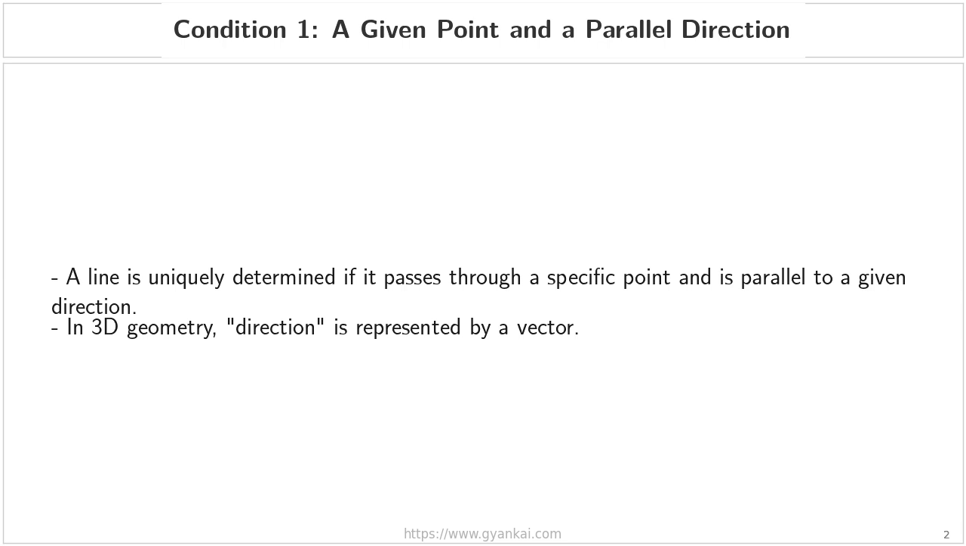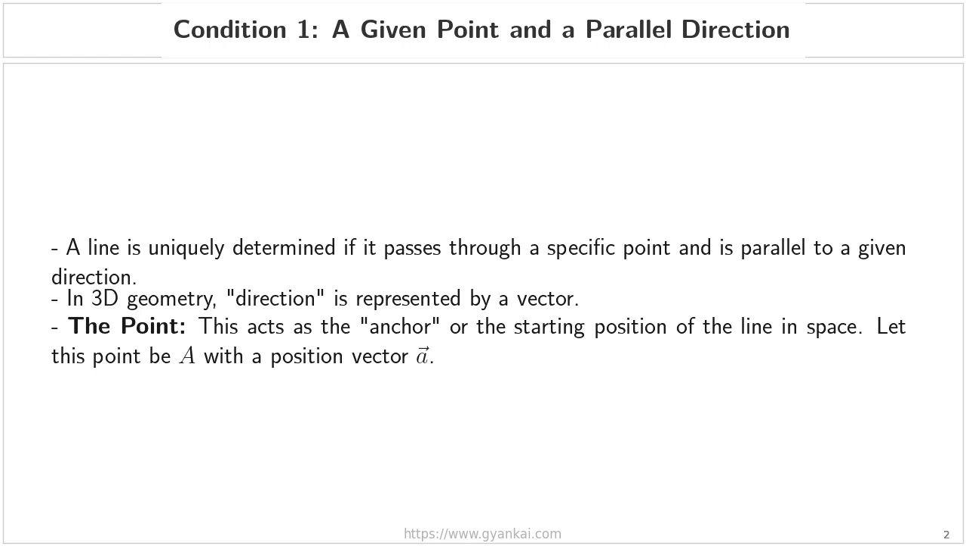Now, remember what we discussed in the previous slide. In 3D, we can't just use a single number for slope. Instead, in 3D geometry, we represent this direction using something called a vector. To help you visualize this, let's break the concept down into three parts.